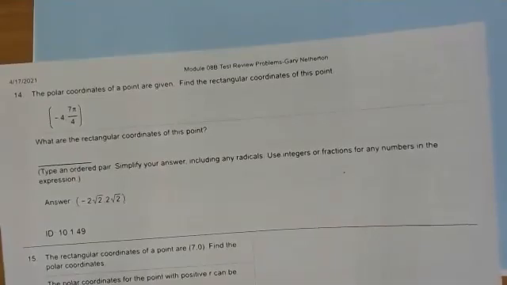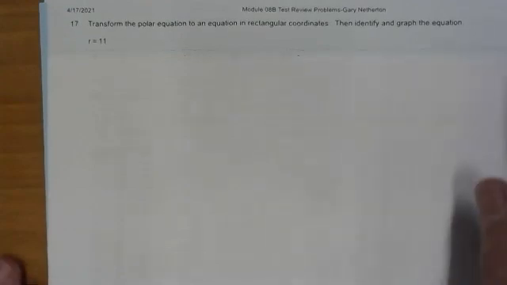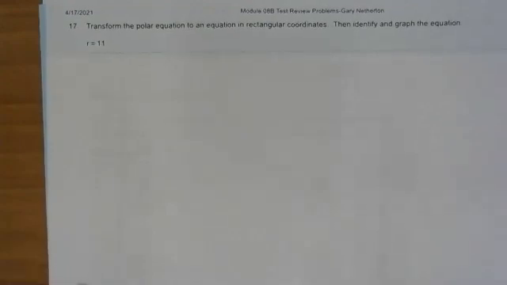So now we're ready for problem 17. See what we have here. All right, so now we're doing something different. Now we're getting away from just points with polar coordinates, and now we're looking at actual equations. Now this is a little different. Once again, hopefully when you did the homework, you did a lot of these and understood this. So this is a polar equation where r equals 11.